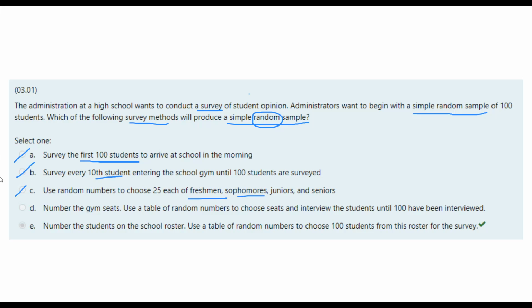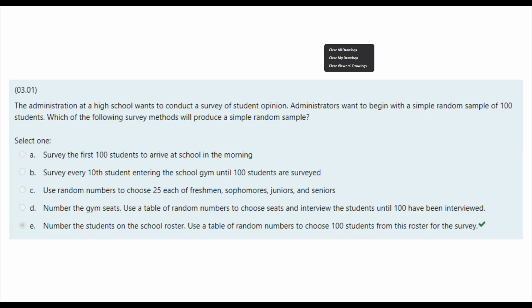Number the gym seats. Use a table of random numbers to choose gym seats. Did it even say anything about a gym? I guess that would be wrong because not everyone would go in the gym. So everyone on the school roster, that's obviously the best answer. D is probably the tricky one, but school roster, that means it's going to have everyone. So that's why E is the right answer. All right, let's move on.